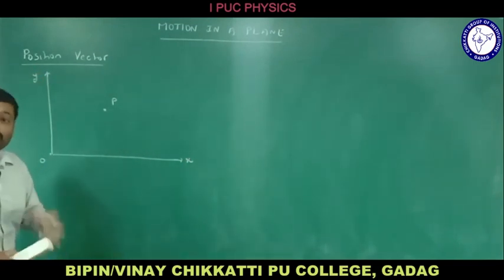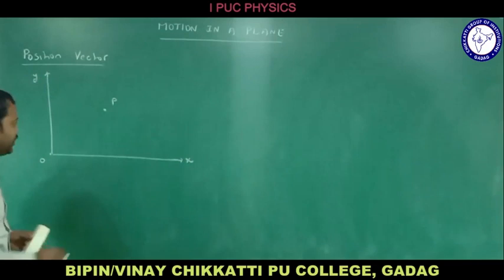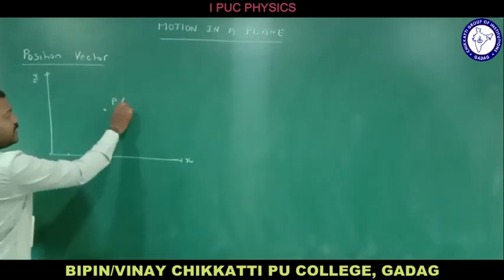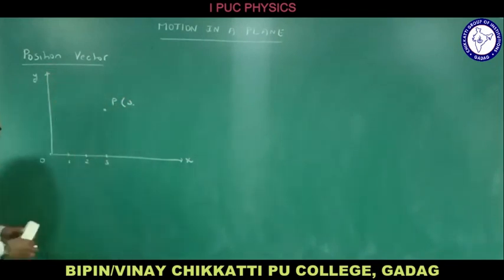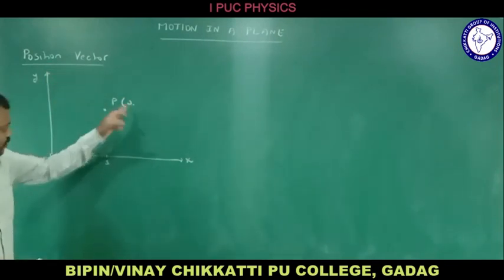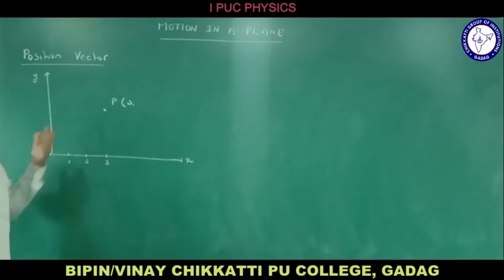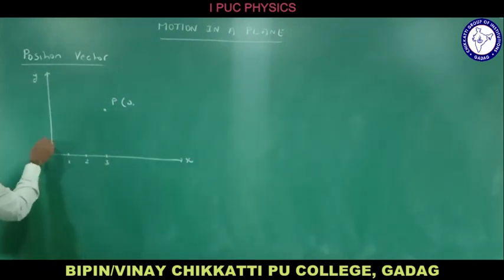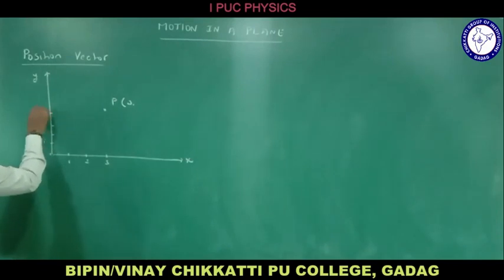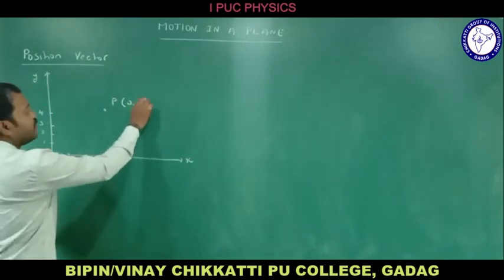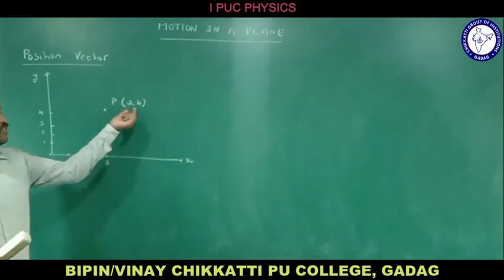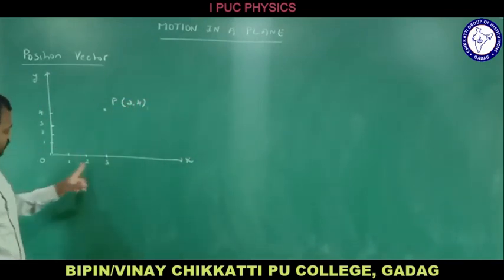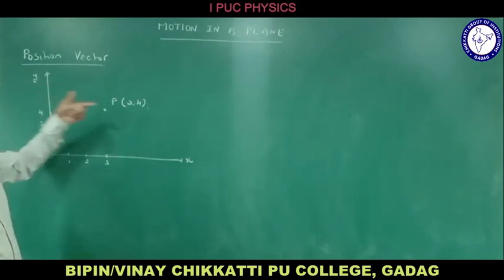And you know how to express the position from the point of reference. For example, it is 1, 2, and 3. You will be writing the coordinates like this: 3, the first number, gives how far it is along the x-axis. If I am speaking about the y-axis, 1, 2, 3, 4, then it will be P(3, 4). These are the position coordinates. So 3 along the x-axis and 4 along the y-axis.